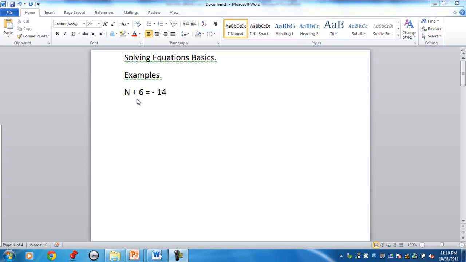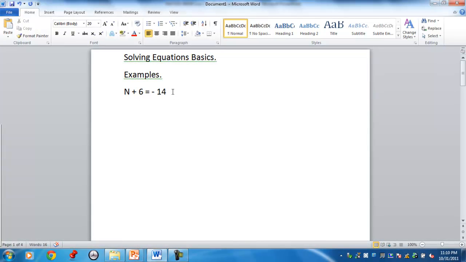First example I want to take a look at is the equation n plus 6 equals negative 14. Here, we're just going to take one step to solve the equation for n. The technique we'll use here is to cancel out the constant 6. Now it's a plus 6 here. So what we're going to do is subtract 6 from both sides. What you do to one side, you have to do to the other. Or you can think of it as adding a negative 6 to both sides.